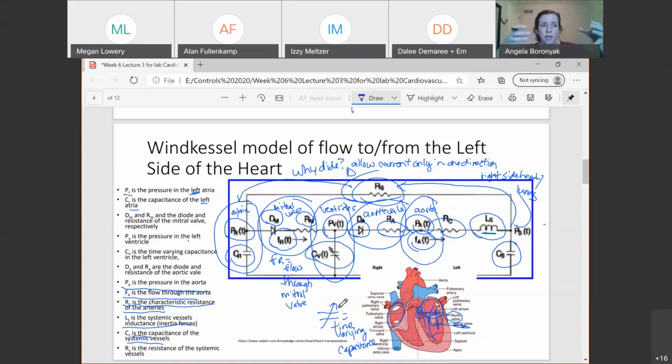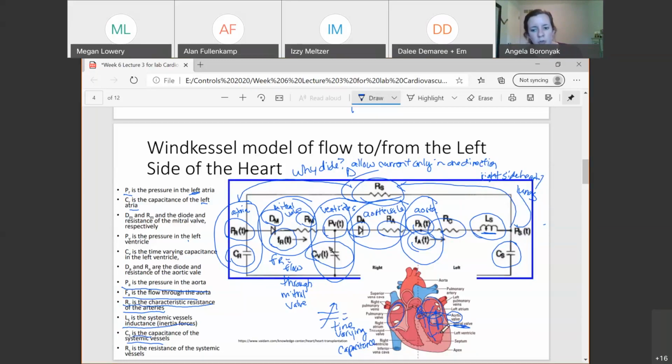So your ventricles have the ability to expand more and more, even more so than your atria do. And as they expand with time, they can store more and more blood. So they're a time-varying capacitance, a special value for that. So C is not constant, it varies with time.